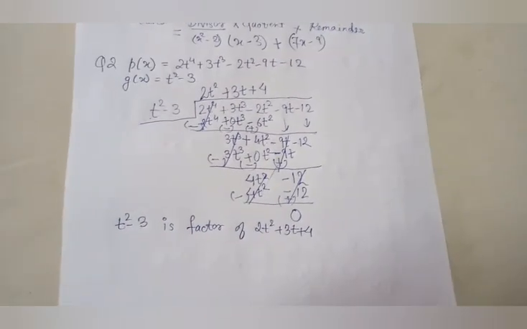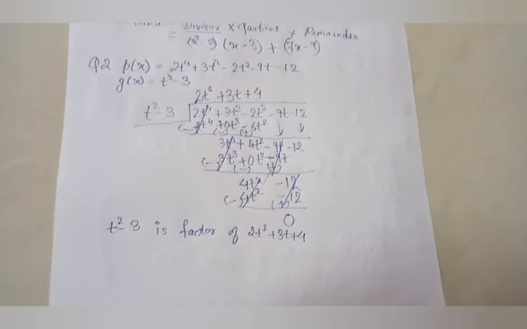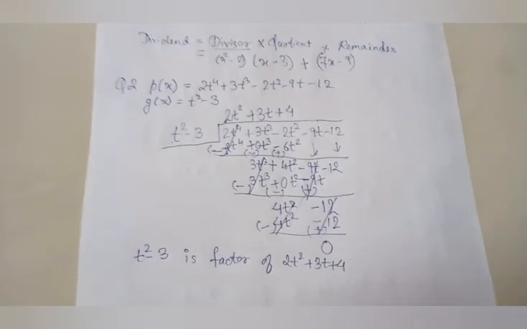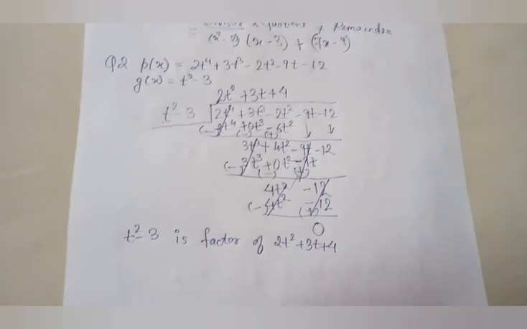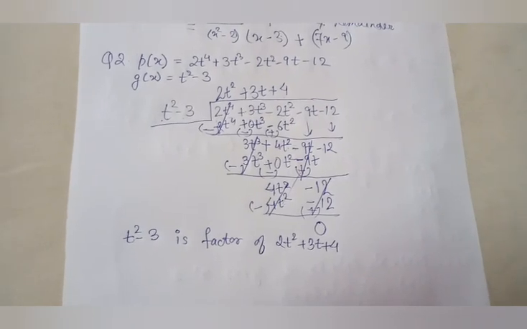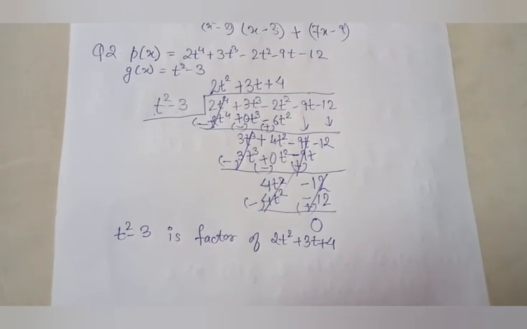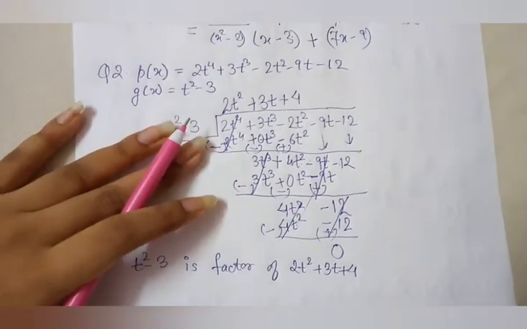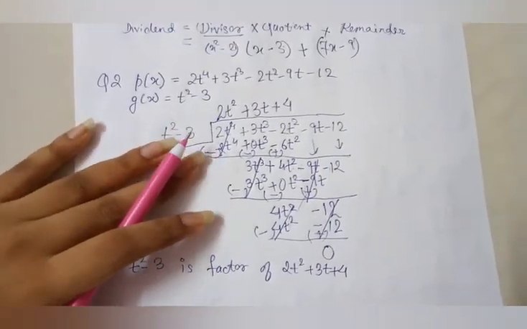As you can see, this sum is as simple as that. It is just similar to the first one. We just need to see whether the remainder is coming 0 or not. If it is, then it is a factor, and if it is not equal to 0, then it is not a factor. So this is just part 1 of exercise 2.3.